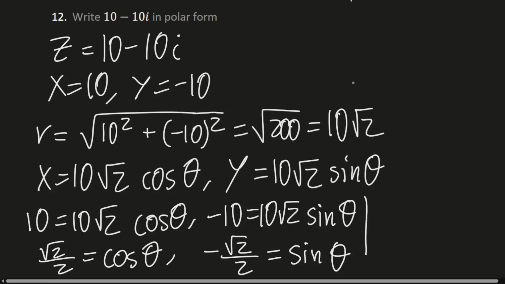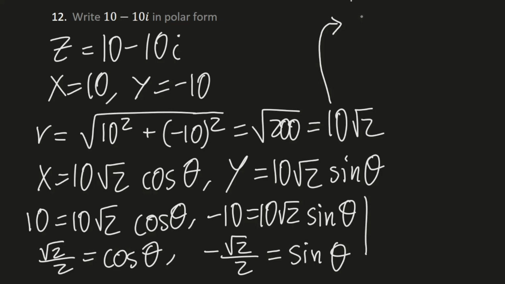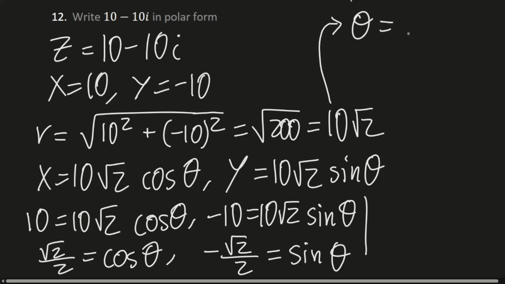So we need to find something. Sine is negative and cosine is positive, so that would mean that theta is equal to negative pi over 4. So that would mean that the number equals 10 times the square root of 2 times cis in parentheses negative pi over 4.